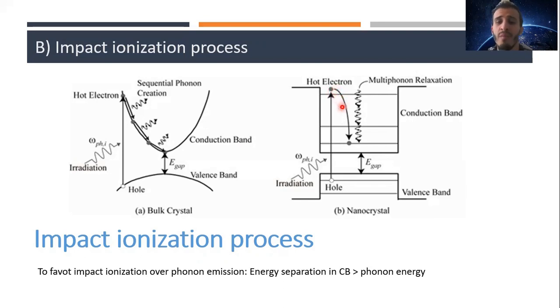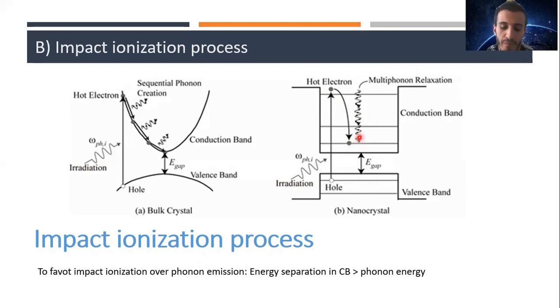And sometimes when the hot electron transfers to the edge of the conduction band, its energy is enough to make 3 or 4 electron hole pairs. So the quantum yield can be up to 300 or 400%.